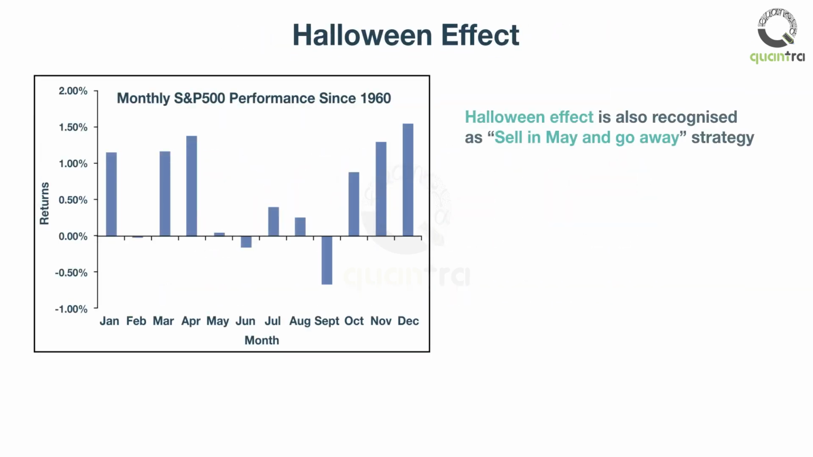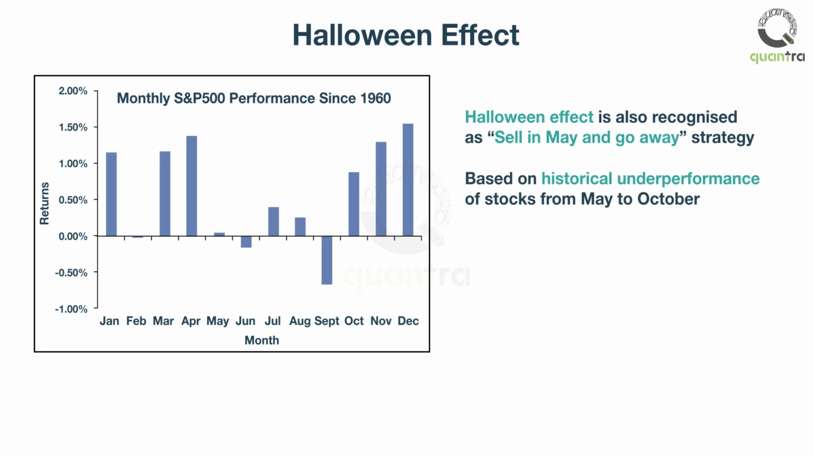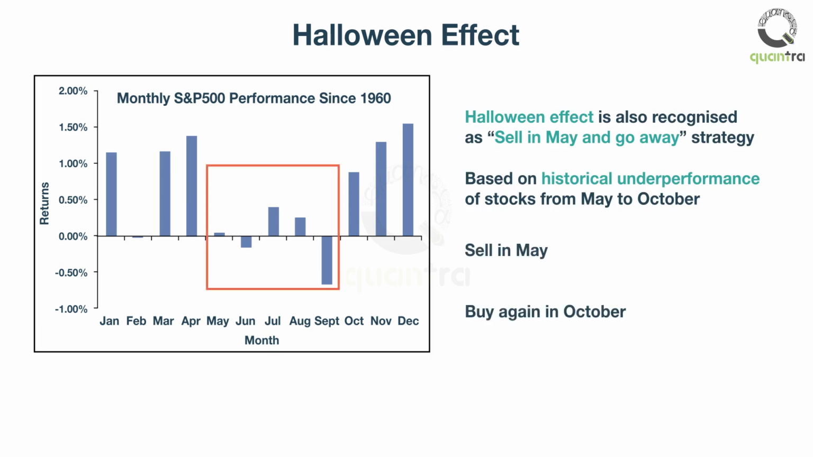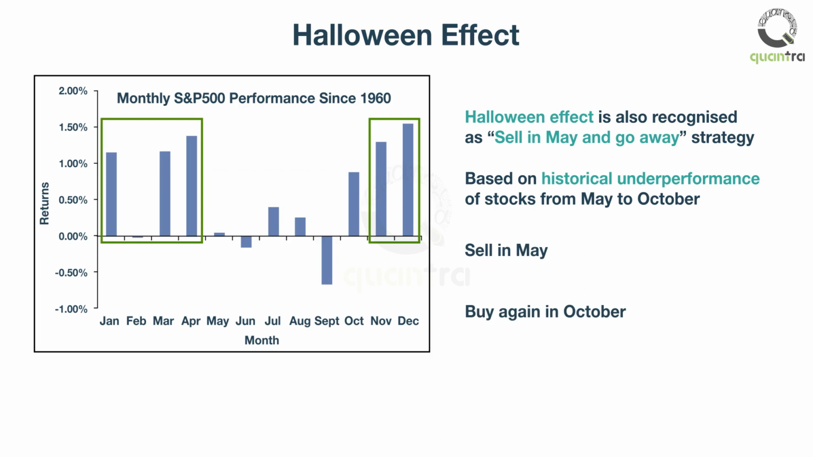One of the first documented seasonal strategies is the so-called Halloween effect. It is also called the sell in May strategy. This strategy is based on the historical underperformance of stocks in the summer months. This is the 6-month period starting in May and ending in October. This underperformance is in comparison to the wintry 6-month period from November to April.